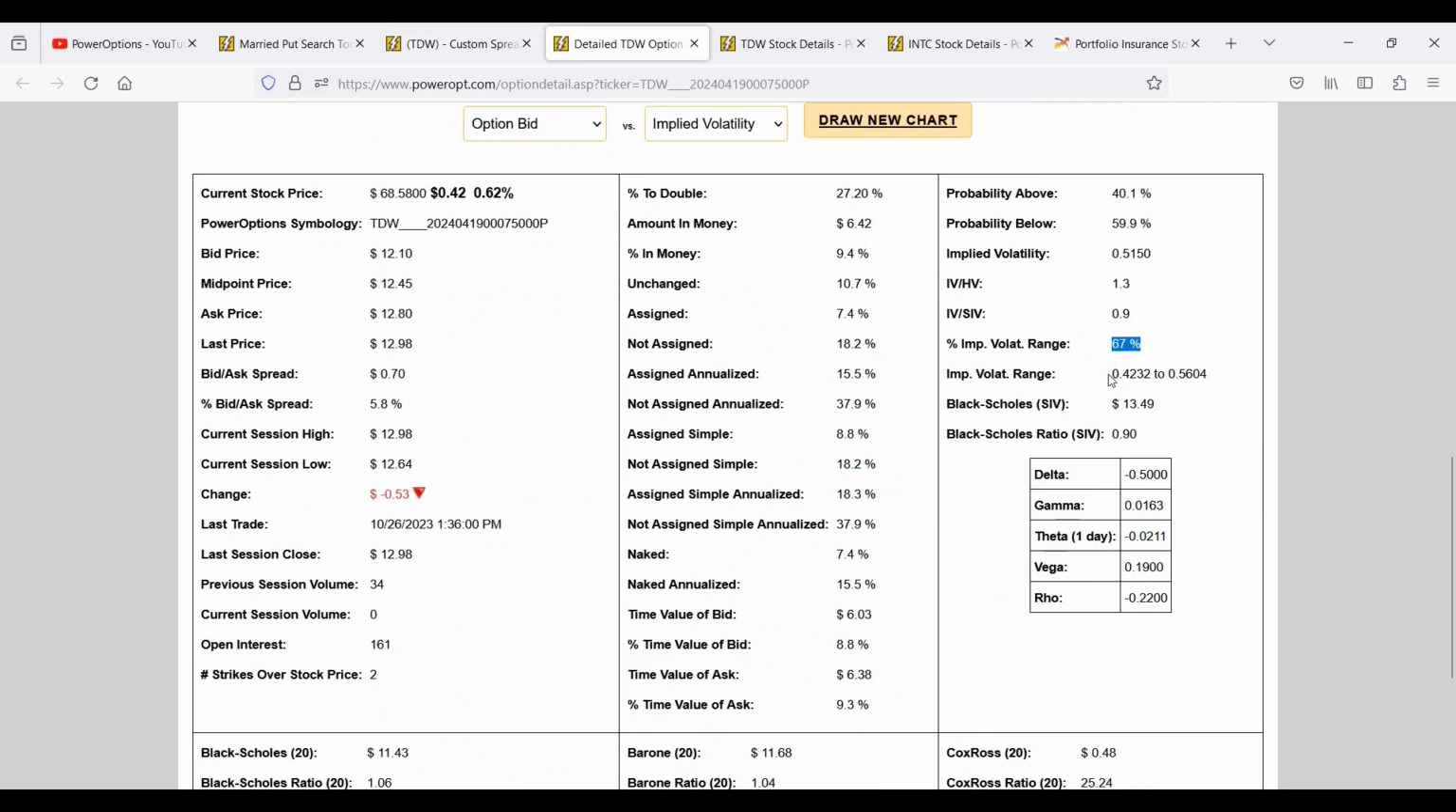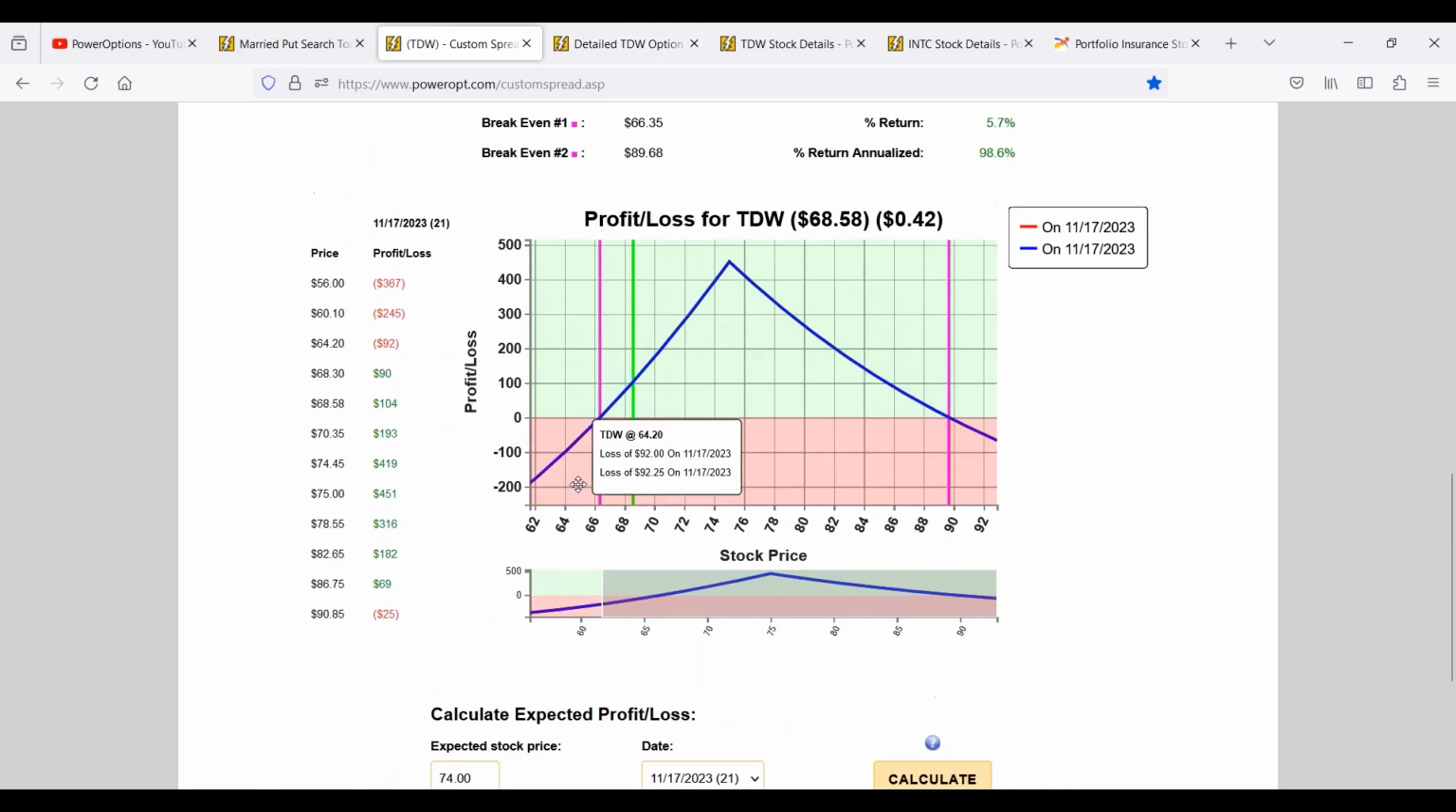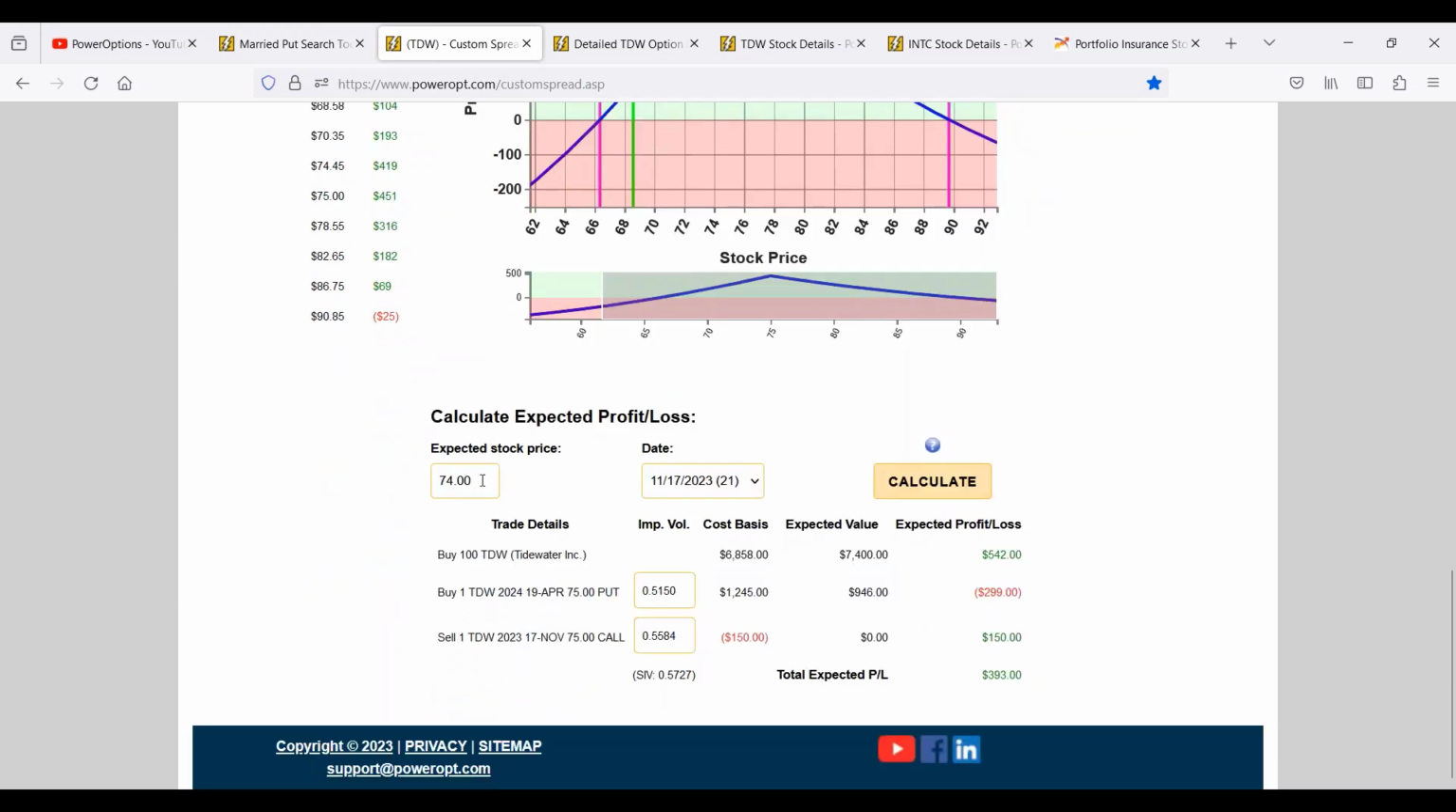But the total IV range was from 0.4232 to 0.564. I'm in the upper echelon, 67% of that total IV range. I need to be prepared for what does happen after earnings on the 2nd, and it does move up to that 72, 73 range, then continues up.